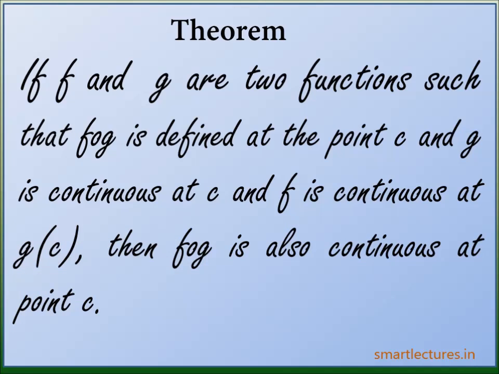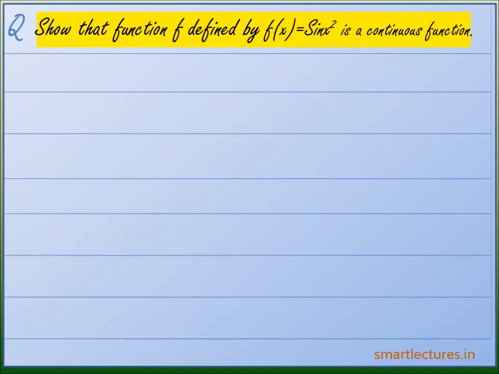Now let's try to understand this theorem with the help of some examples. In our first example, show that the function defined by f of x equal to sine of x square is a continuous function. Since this is a sine function, the function sine x is a continuous function and it is also defined for all values of x.